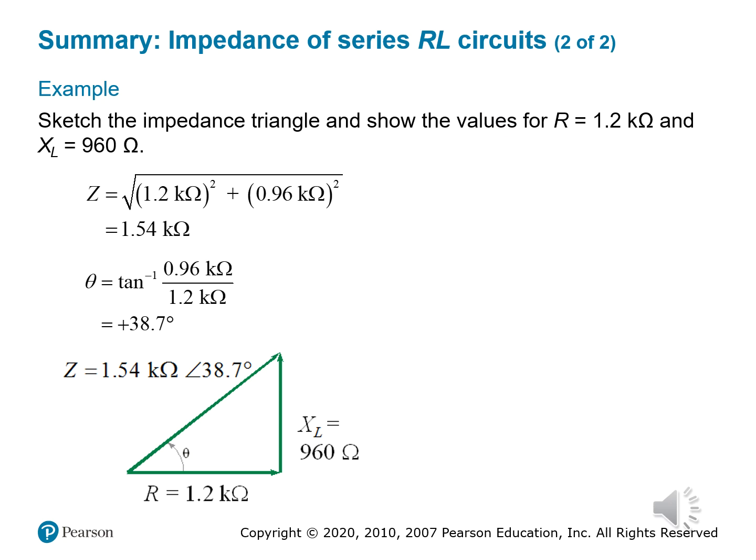This means that the total opposition to AC is 1.54 kiloohms, and that the current lags the voltage by 38.7 degrees.